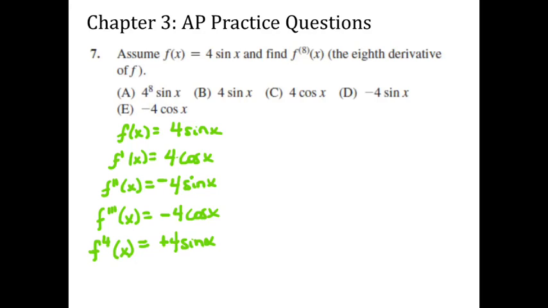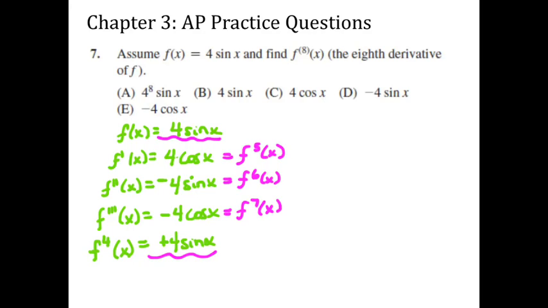So now, notice that this derivative that I have here is the same as what I started with. And so if I keep taking derivatives after this point, I'm just going to go right back through this cycle. My first derivative will also be the same as my fifth derivative. The next one will equal the sixth derivative. The next one will be the seventh. And for the eighth derivative, I am right back where we started. And so the answer is B, 4 times sine x.